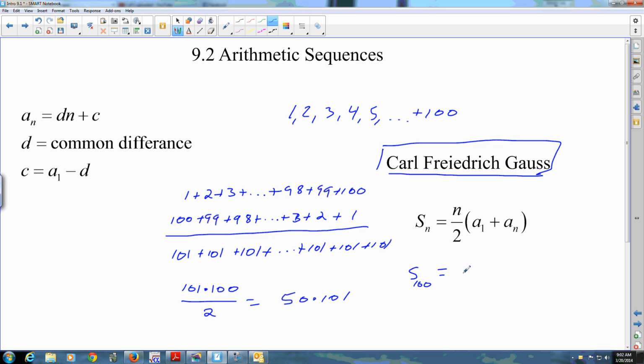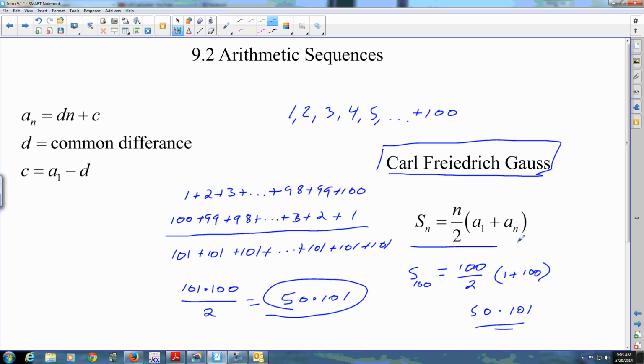You're not filling that number in. Well, you're filling it in, but okay, let me show you where. So you've got 100 over 2, and then you have your first term, which is 1, plus the last term, which is 100. So you have 50 times 101. There it is. Okay? This finds what's called a partial sum of an arithmetic sequence.